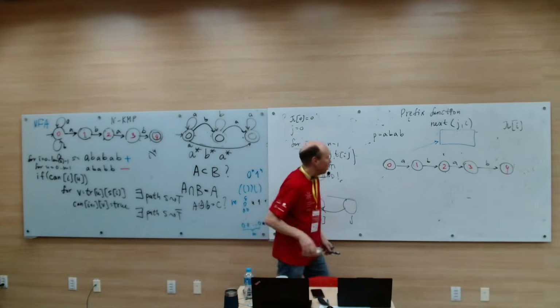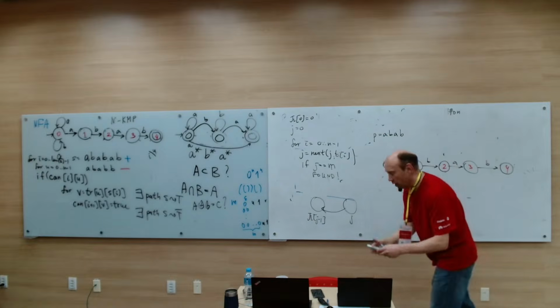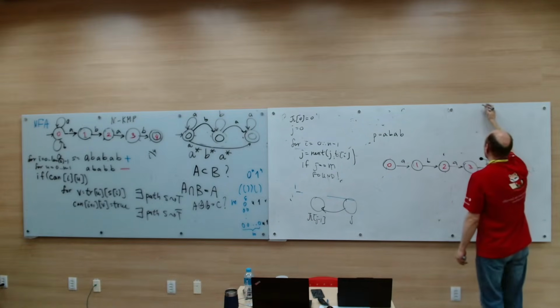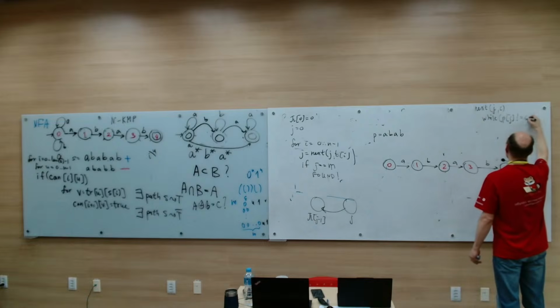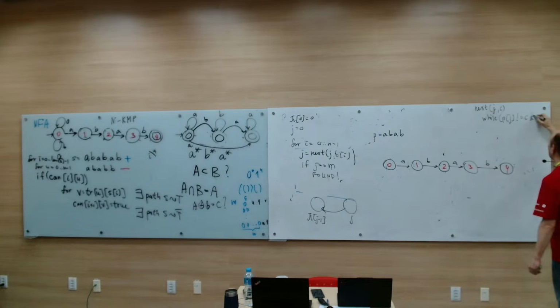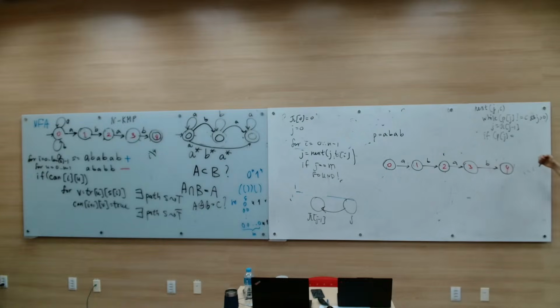Let's look at the blue box again. We will now fix it a little bit. So next, j, c, while pattern with index j is not equal to c, and j is greater than 0, j is pi of j minus 1. If p of j is equal to c, j plus plus, return j.